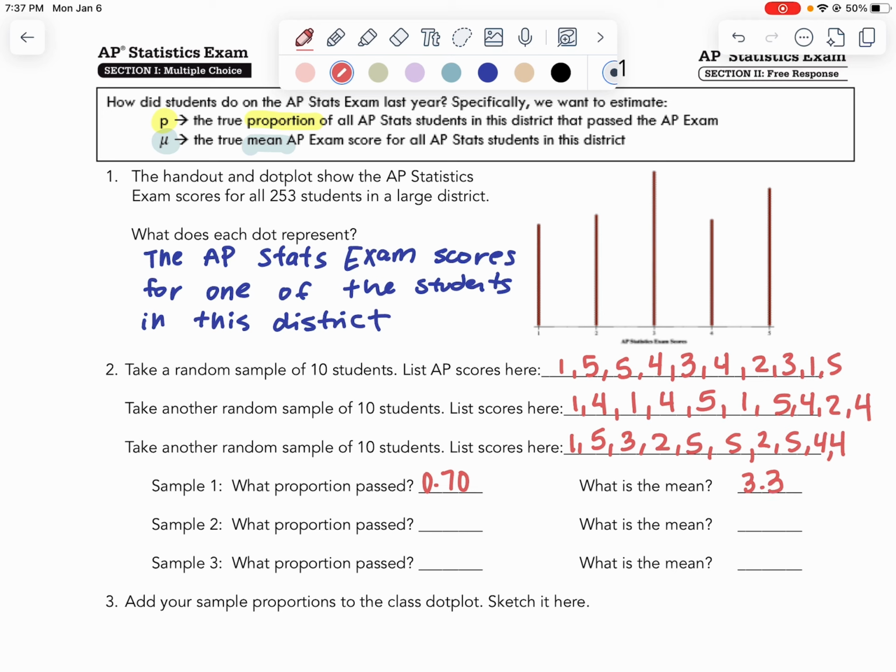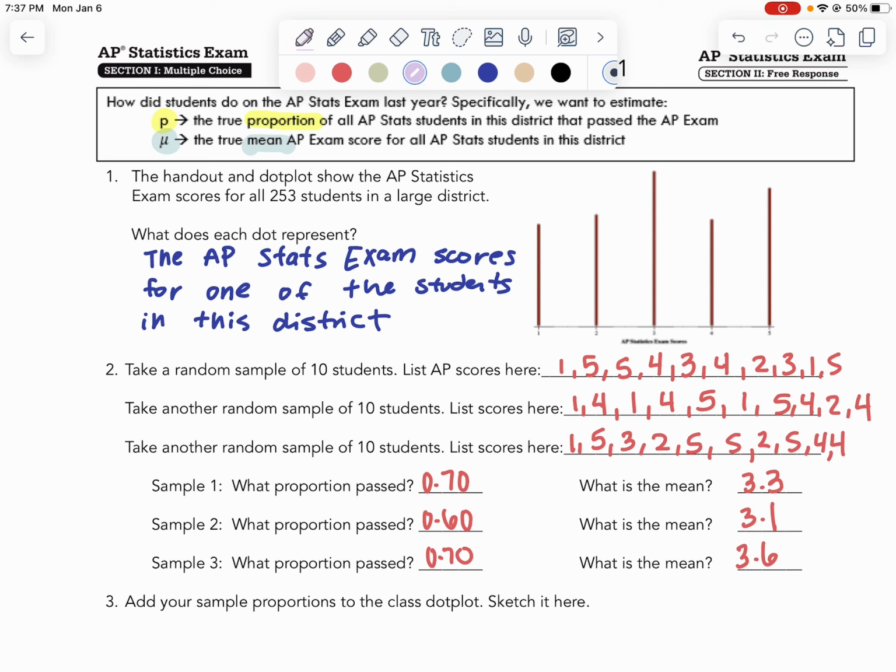Now for sample 2, what proportion passed? 0.60. And the mean is 3.1. And then finally, the proportion that passed for sample 3 is 0.70. And the mean was 3.6. So now we've just found proportions and means, but we're not going to label them as P and mu.